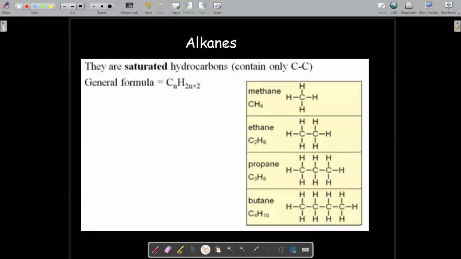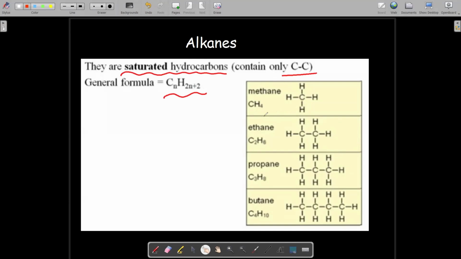So alkanes belong to the homologous series of saturated hydrocarbons. Remember saturated, remember homologous series, they always contain the same functional group. So here in the alkanes, the functional group is the carbon-carbon single bond. They have the same general formula, CnH2n+2 in the case of alkanes, and the members differ from one to the next by a CH2 unit.